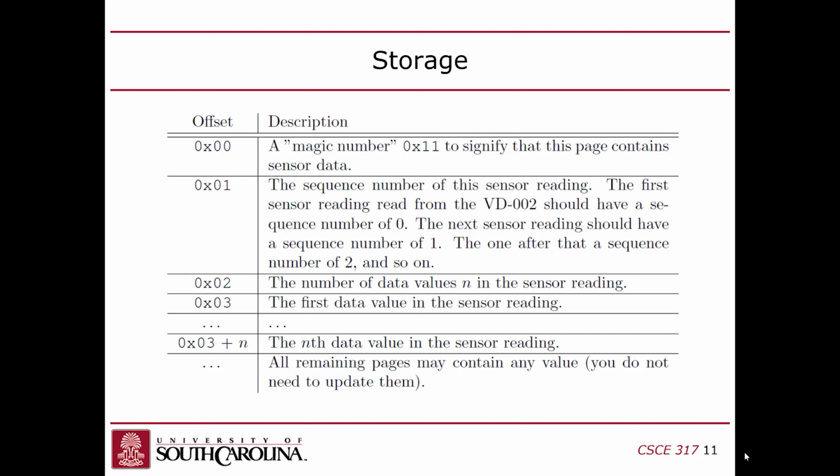And then the fourth value is going to be the first data value in the sensor reading, and then subsequent bytes will be the remainder of the reading, the bytes from the sensor reading. Okay, so if you read 10 bytes, for instance, from the sensor, then you will store the first byte at offset 3, and the other 9 in 4 through 11, or B, right?